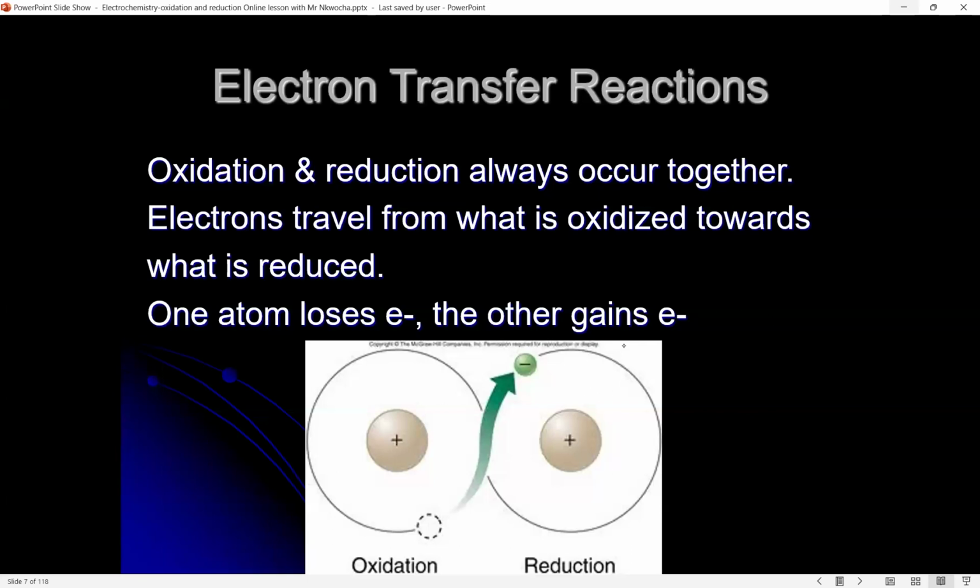If I'm losing electrons, I remember I'm a reducing agent. So the reducing agent is the one that loses the electron. When it loses the electron, it becomes oxidized. An oxidizing agent is the one that gains the electron. When it gains the electron, it becomes reduced, reduced in terms of its oxidation state.